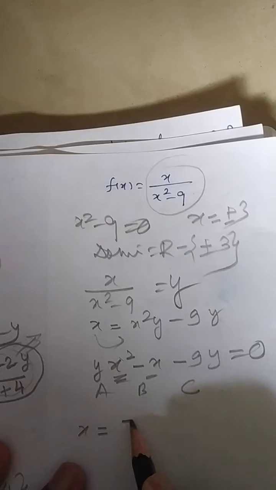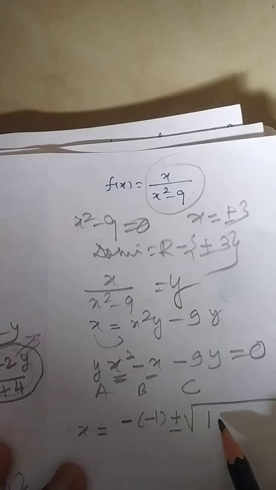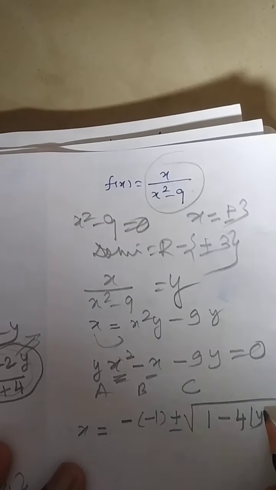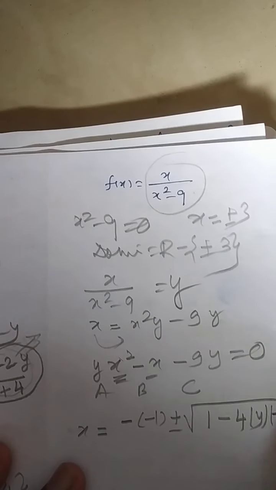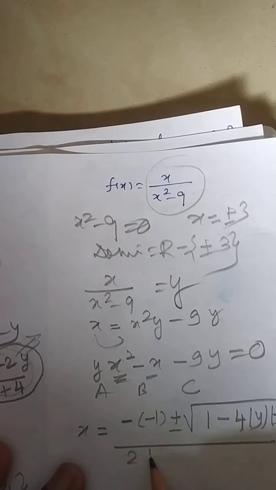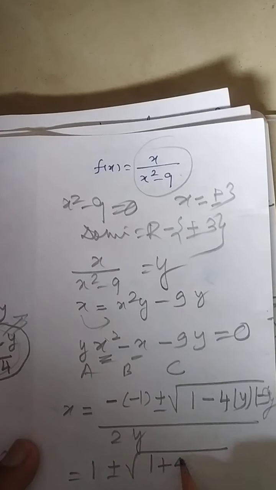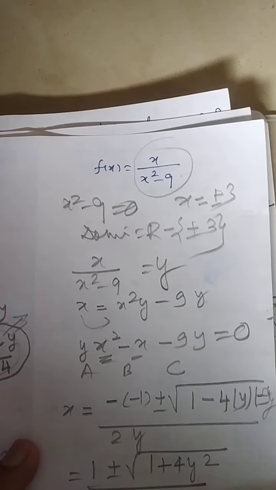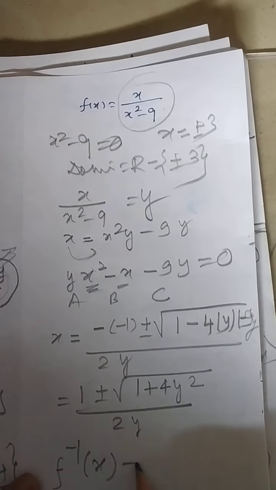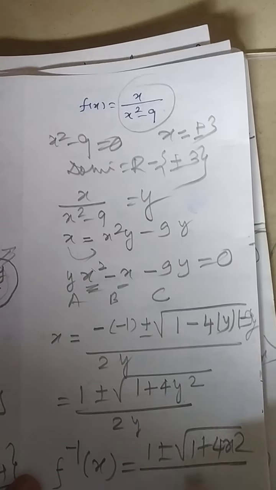x is equal to minus b, that is minus of minus 1, plus minus square root of b square, that is 1, minus 4 times a, which is y, and c, which is minus 9y, upon 2a, that is 2y. So if you simplify, it will be 1 plus minus square root of 1 plus 36y square upon 2y. This is purely in terms of y; now I want to write x. So it will be 1 plus minus square root of 1 plus 36x square upon 2x.